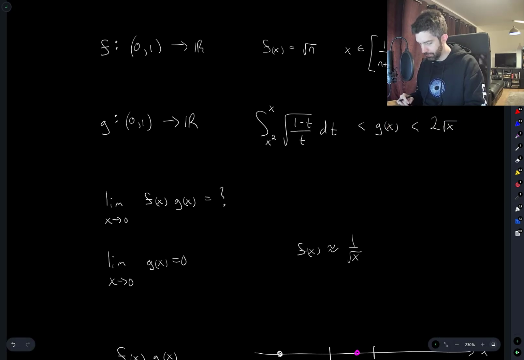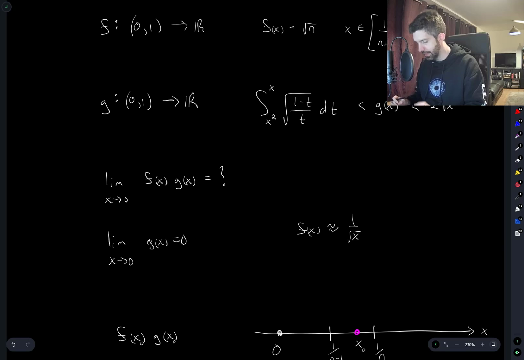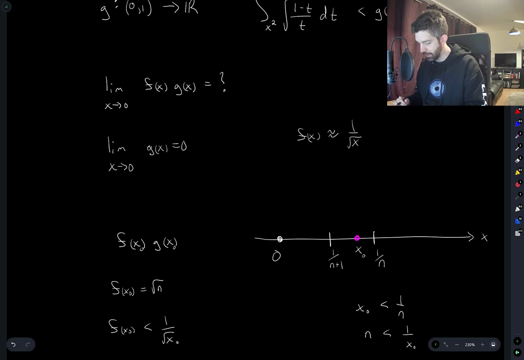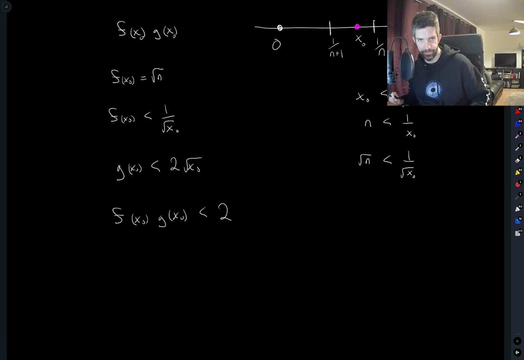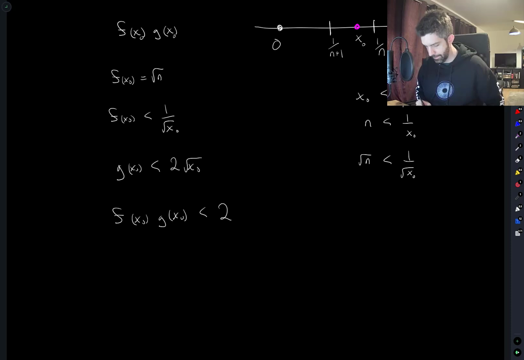f is always positive, g is always positive. I don't think we're going to get some kind of crazy oscillation going on. Is that possible? I don't think so. So I'm going to rule out option A.